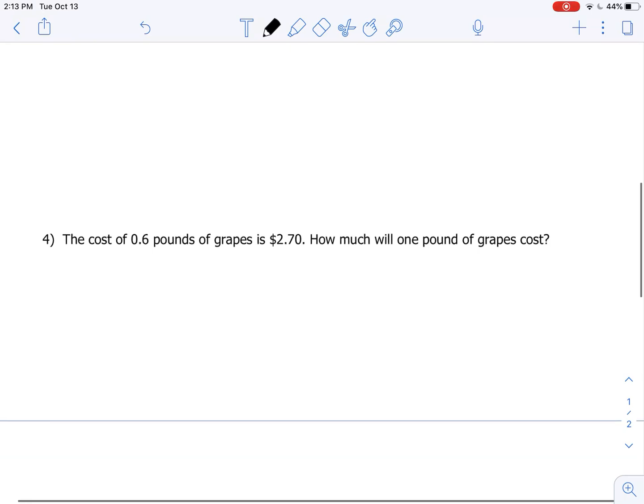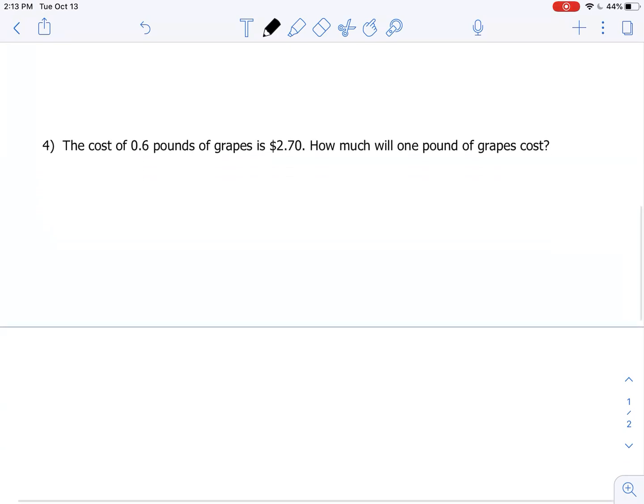Okay, so we have a word problem here. The cost of 6/10 pounds of grapes is $2.70. How much will 1 pound of grapes cost? So this might be challenging just to figure out what operation is necessary. So I'm going to make the numbers a little different. Let's say the cost of 2 pounds of grapes is $4. How much would 1 pound of grapes cost?